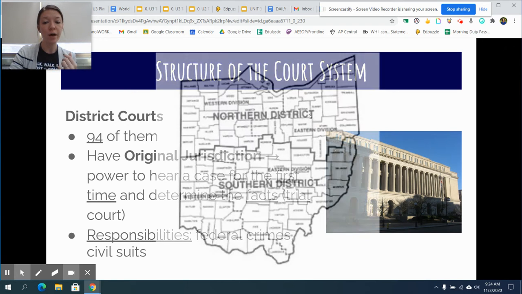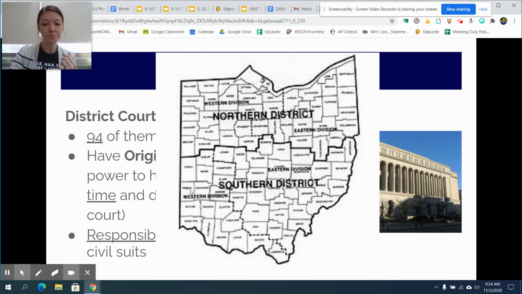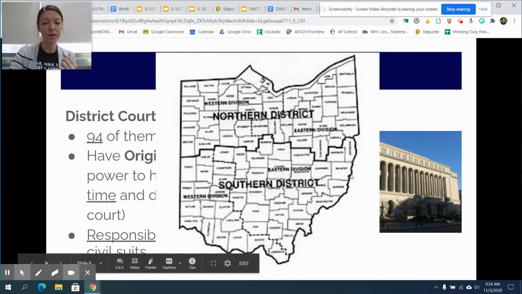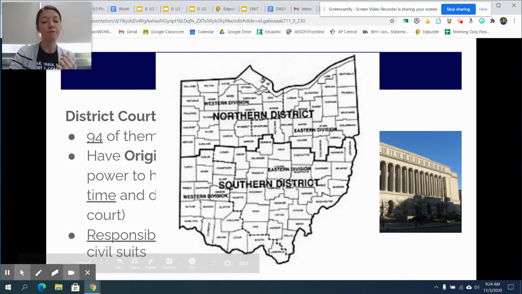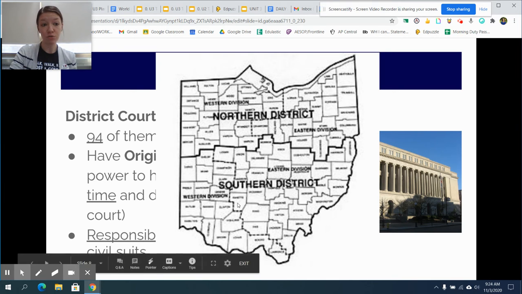So when we're looking at a map of Ohio, you can see that Ohio has two district courts. One is the southern and one is the northern. Hamilton County, down in here, is a part of the western division of the southern district. So if cases from Hamilton County need to be reviewed, or it is a federal crime, it would go to the Southern District.